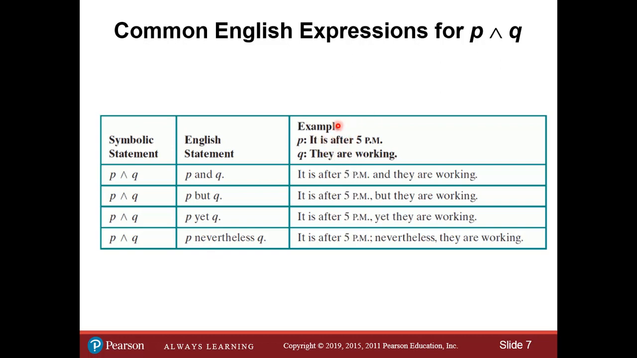Here's an example using these phrases. It is after 5 p.m. and they are working. It is after 5 p.m. but they are not working. It is after 5 p.m. yet they are not working. Or it is after 5 p.m. nevertheless they are working. Okay, so all four of these phrases in English are translated in the same way as a conjunction.